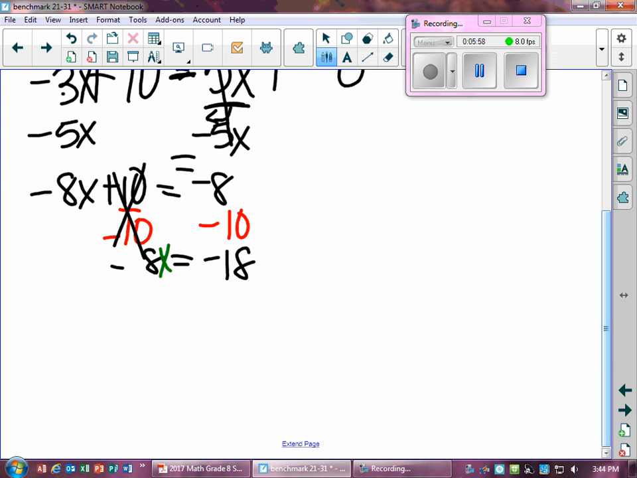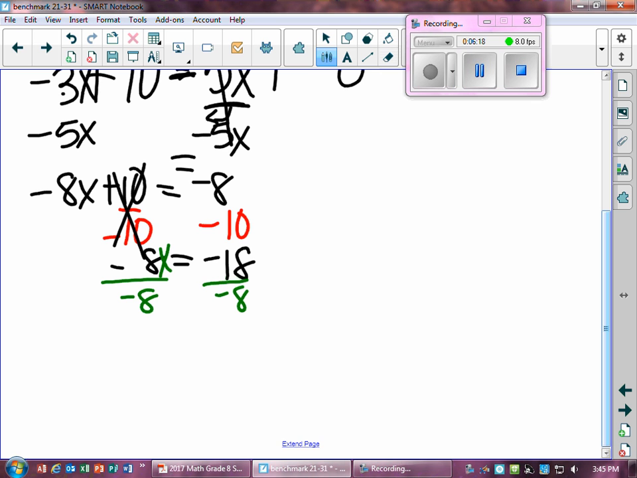Don't forget that x. To get rid of that negative 8 times x, we want to get the x by itself. We're going to do the opposite of multiplication, which is division. So to get rid of this negative 8 times x, we're going to divide by negative 8 from both sides.